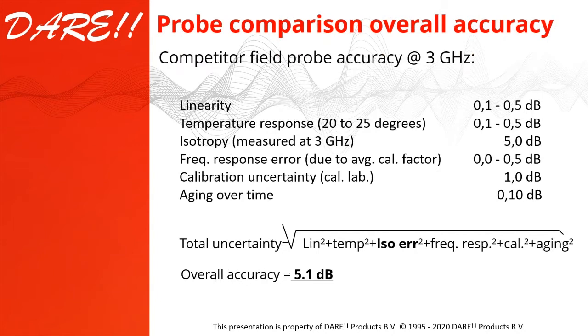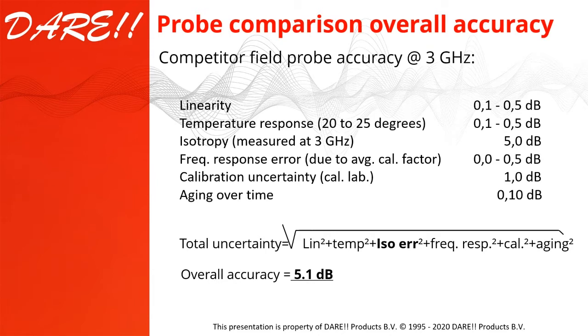If we do the math with the numbers that we have measured, and we only take the 3 GHz frequency, you will see in a competitive probe, a typical linearity error will be between 0.1 and 0.5 dB. A temperature response will have an equal error, also let's say 0.5 dB maximum. The frequency response after compensation can also be half a dB. The calibration uncertainty of a lab, 1 dB, is quite normal. Aging over time, a tenth of a dB.